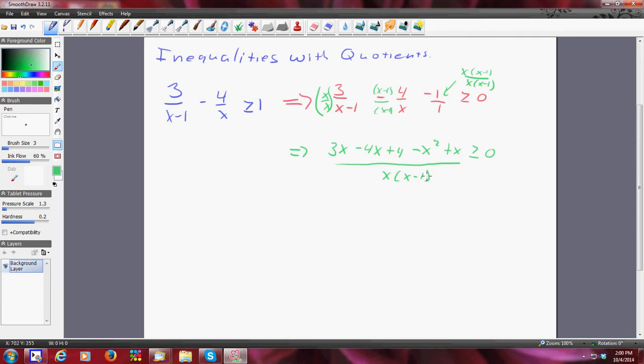The nice thing is, because it's now equal to 0, if I multiply the left-hand side, which I like to call my LHS, by x times x minus 1, and I multiply the right-hand side by x times x minus 1, they would cancel out here, and that would just be still equal to 0. So what I'm going to do now is combine like terms and rewrite this as negative x squared. That's 3x minus 4x, which is negative x, plus x is 0, plus 4 is greater than or equal to 0.